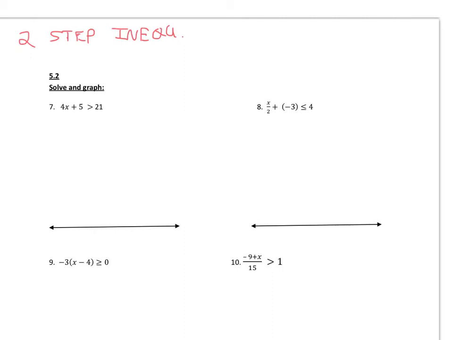All right, guys, this video, we're just going to move on to two-step inequalities. And they're going to be the same exact rules. You want to get x by itself. Just remember when you have to switch the inequality symbol. And then at the end, we'll graph the solution set, and we'll put the solution set in interval notation. All right, so we're going to do 7, 8, 9. Let's get right to it.